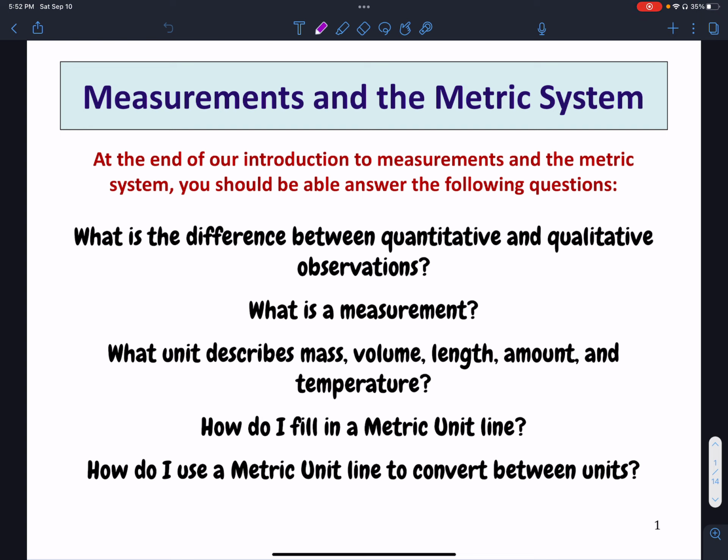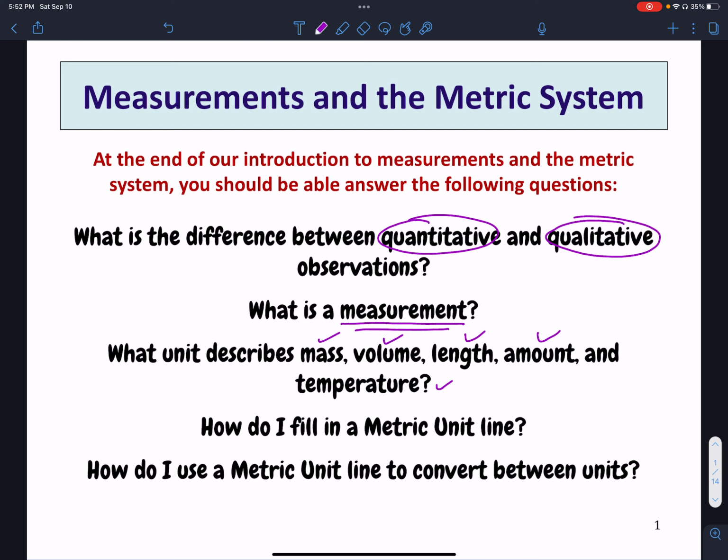All right, so we're moving into the next portion of our unit, which deals with tools of the scientist, and that's measurements and the metric system. At the end of the introduction, you really should be able to answer the following questions. You should be able to tell me what the difference is between quantitative and qualitative observations. You should have a good idea of what is meant by the word measurement. You should know what unit describes the mass, the volume, the length, the amount, and the temperature of a substance.